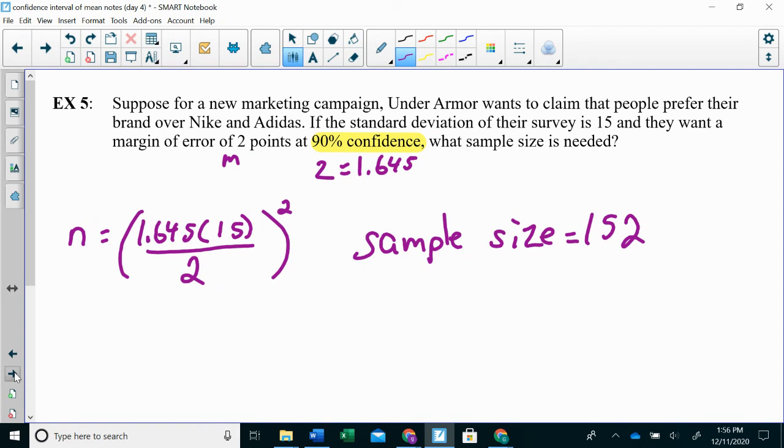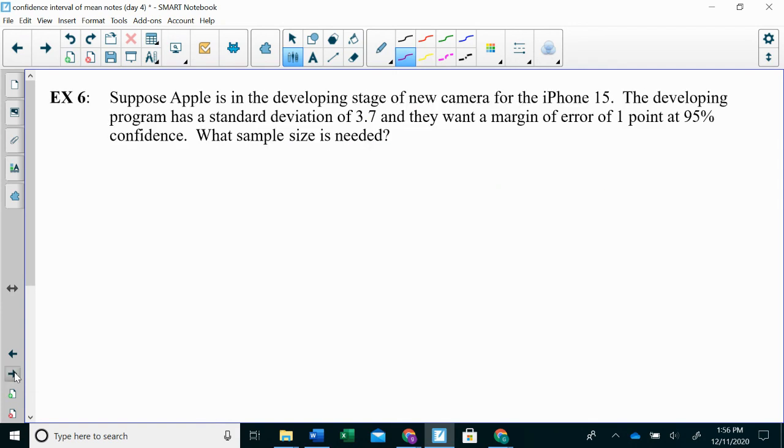Our last example for this video with margin of error. Suppose Apple is in the developing stage of a new camera for the iPhone 15. It won't be too long when that phone's coming out. The developing program has a standard deviation of 3.7. They want a margin of error of just 1 point. They do not want a big margin of error, just 1 point, and they want to be 95% confident of it. What sample size do they need?